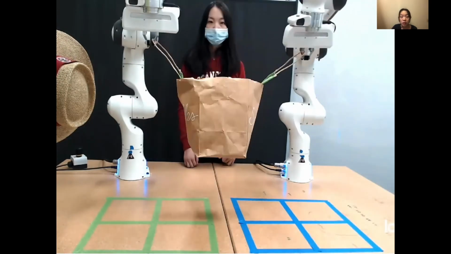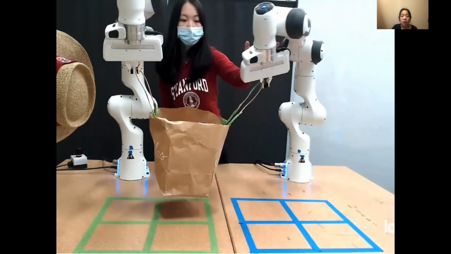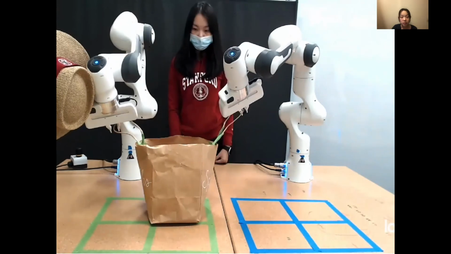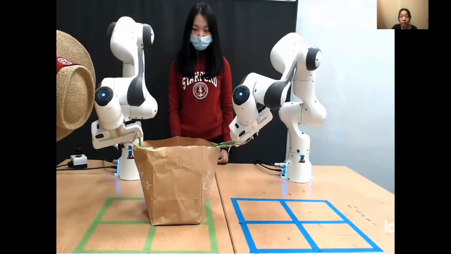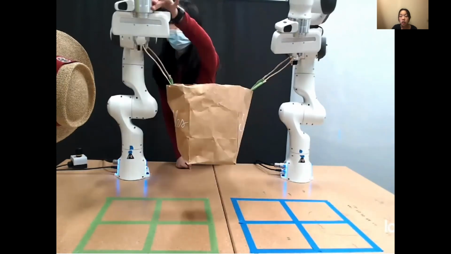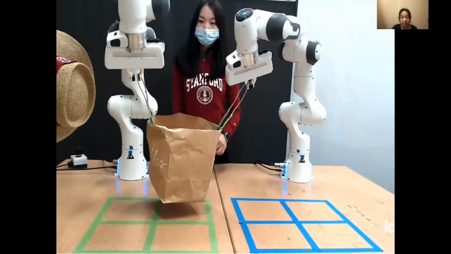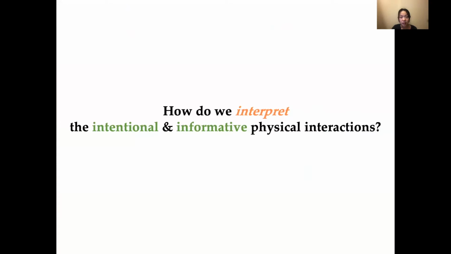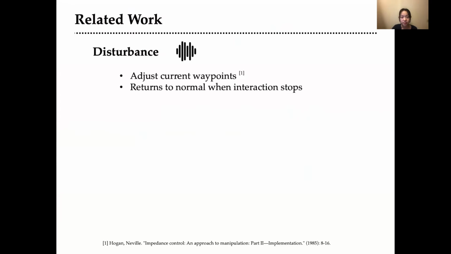Since the robot does not know the human's intent, it goes to the incorrect blue region on the right. A human can provide physical corrections, which are often very easy and intuitive, and intervene to push the robot towards the left side. These physical interactions, as in the example we just saw, are usually intentional and informative. So our research question here is, how can we interpret them to learn human preferences and objectives?